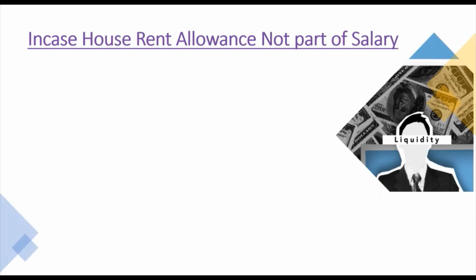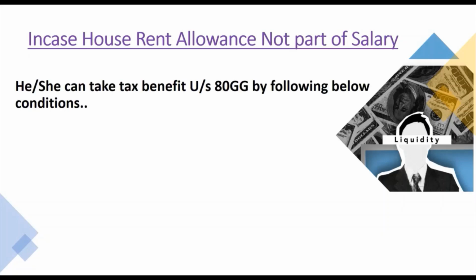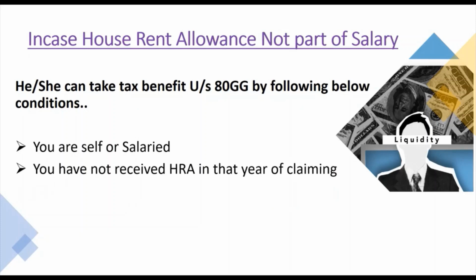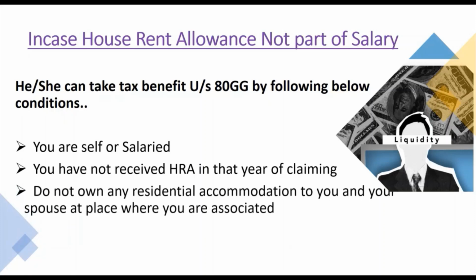To take the benefit of HRA exemption under section 80GG, he or she must follow these conditions. The conditions are: first, you are self-employed or a salaried person. Second, you have not received HRA in the year of claiming. Third, you and your spouse do not own any residential accommodation at the place where you are associated.